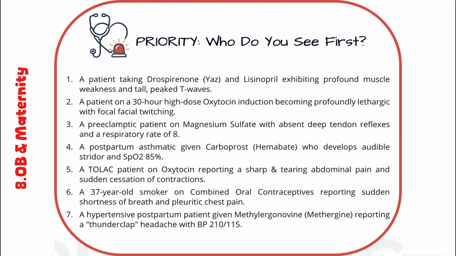If you chose the postpartum asthmatic given carboprost, you saved a life. That is a fatal bronchospasm closing the airway. The pre-eclamptic patient shutting down is a close second, but the airway always wins. Here is the breakdown for the rest of the critical traps on your screen.